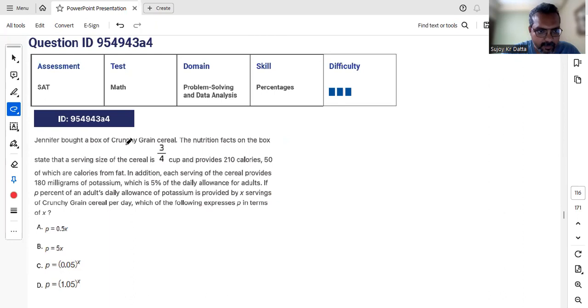So this Jennifer bought a box of some cereal. The nutrition fact says that a serving size of the cereal is 3/4 cups. Okay. That provides 210 calories, 50 of which are from fat. The rest are from something else. In addition, each serving, so one serving, this is one serving, is 3/4 cup, which is all of this.